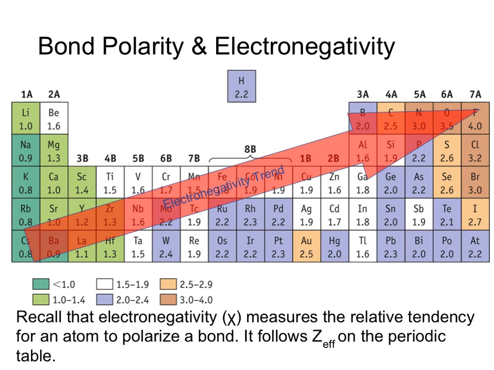Recall that electronegativity is a measure of the tendency of an atom to polarize a bond. In other words, it's a measure of how much a certain atom in a compound will pull the electrons towards it. And so something that is more polar, for instance, an atom such as oxygen compared to carbon, means that when oxygen is in a bond with carbon, the electrons in that bond are going to spend more time near the oxygen atom than they do the carbon atom.